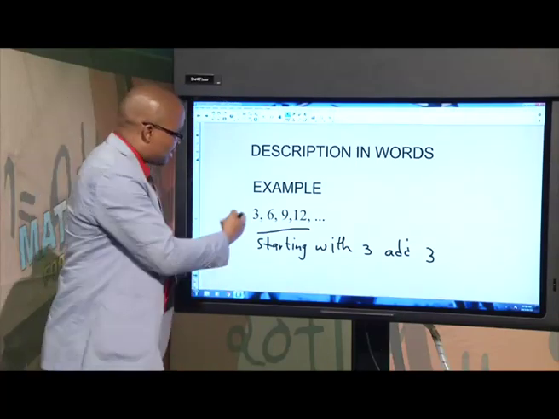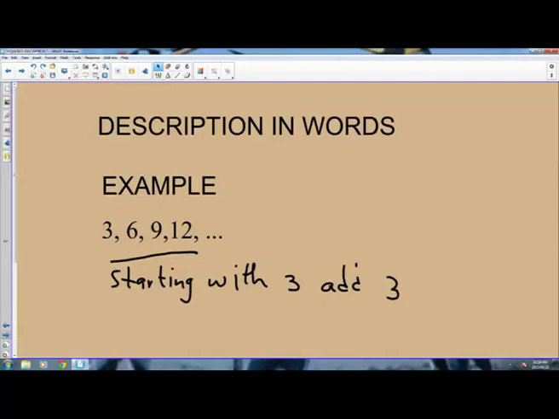Like here, this is 3. To get 6, you add 3 to this 3 here, you get 6. And then the next term, which is 9, it's 3 plus this 6, getting 9. And then we got 12 here. So to get this 12, what we did is to add 3 to this 9 to get 12. So the sequence in words simply says starting with 3, add 3.